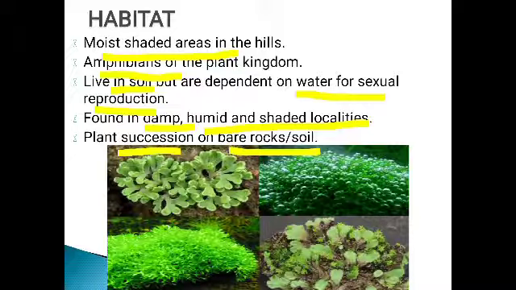So the lichens will be growing there and they secrete certain chemicals.